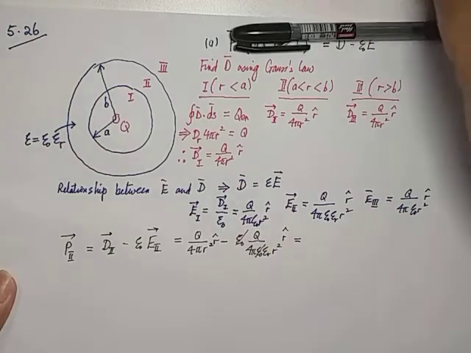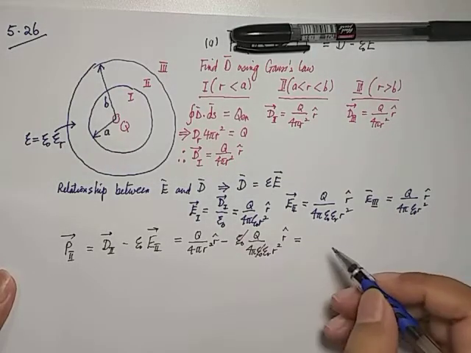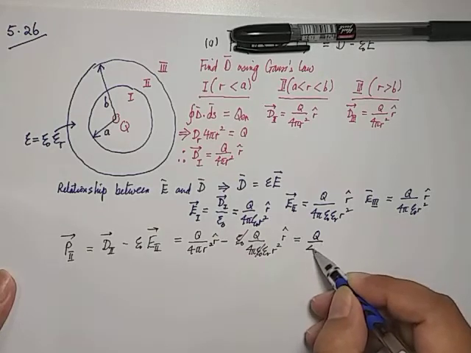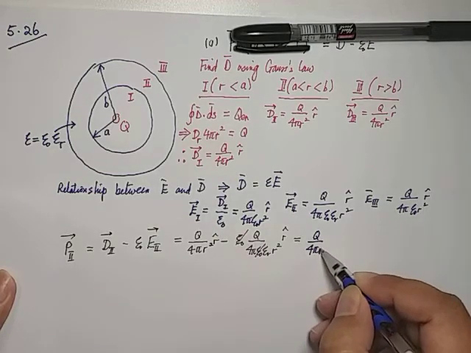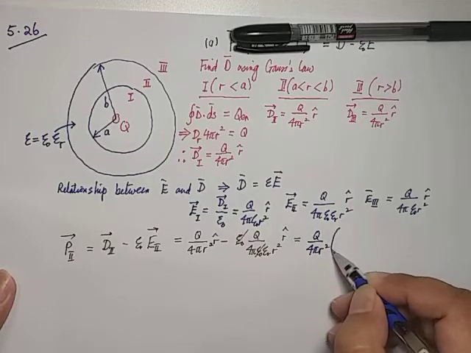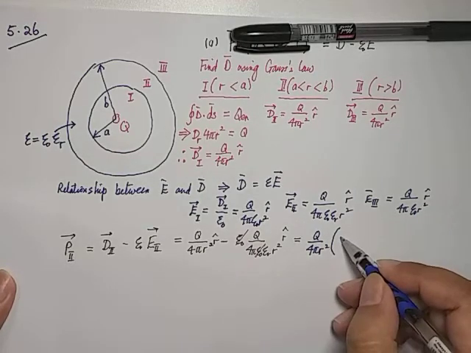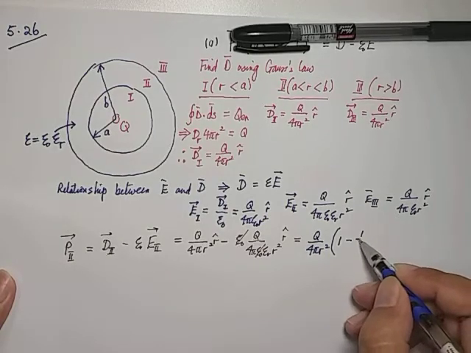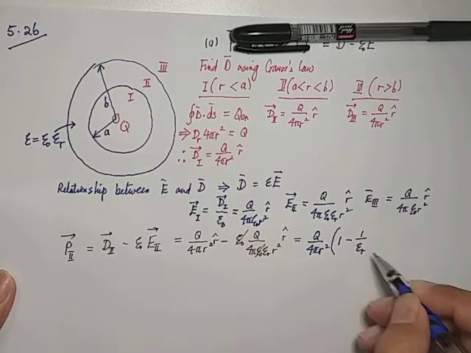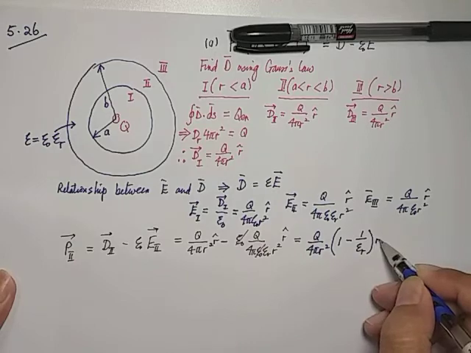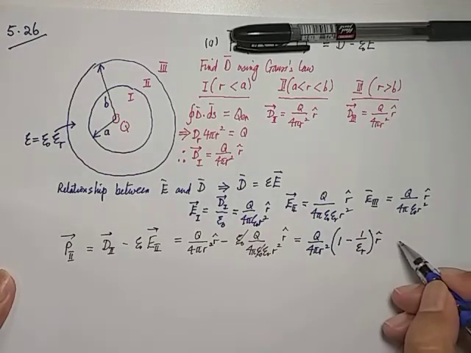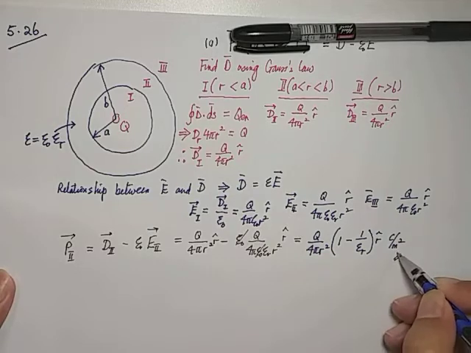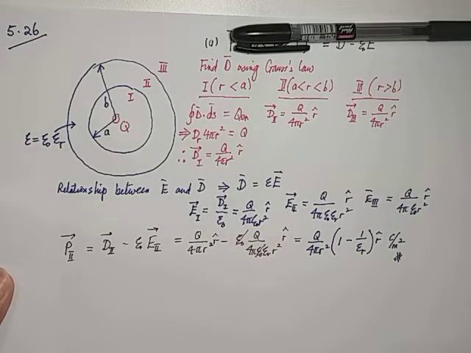So when we do that, the final solution is Q over 4 pi r square, and then I open bracket 1 minus 1 over epsilon r, in which direction? R direction. What should be the unit? It should be coulomb per meter squared. So that should be the solution for part A.